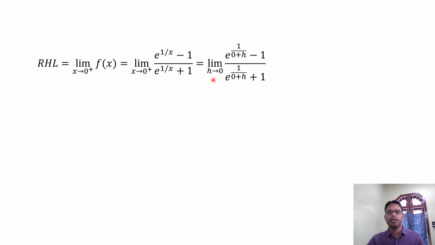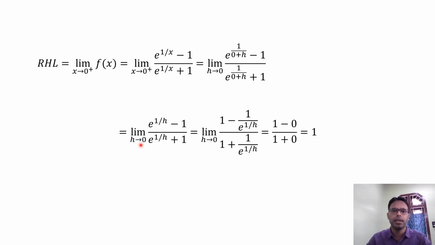After using h tends to 0, what will come now? In place of x we put 0 plus this new variable h. So it becomes 1 by 0 plus h, which is simply 1 by h. And then it is actually e to the power 1 by h. I have written the line: e to the power 1 by h minus 1 over e to the power 1 by h plus 1.